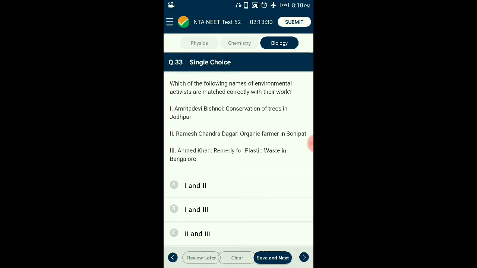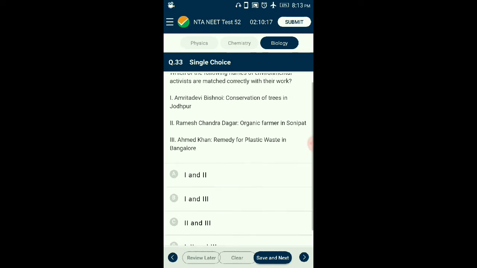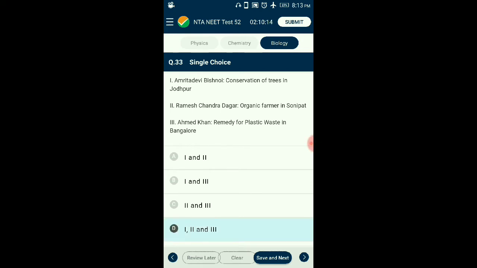Question number 33. Which of the following environmental activists are matched correctly with their work? Here three scientist names are given. All three are correctly matched with their corresponding work. For example, first statement, Amrita Devi Bishnoi, conservation of trees in Jodhpur, is correct. Second statement, Ramesh Chandra Dagar, organic farmer in Sonipat, that is also correctly matched. Third one, Ahmad Khan, remedy for plastic waste in Bangalore. So all three statements are correctly matched with their work. So the correct option for this question is option D.